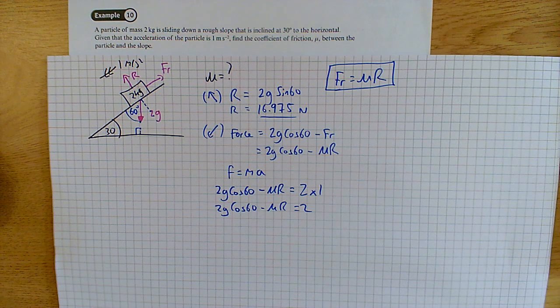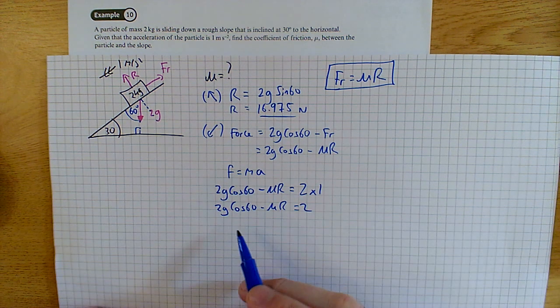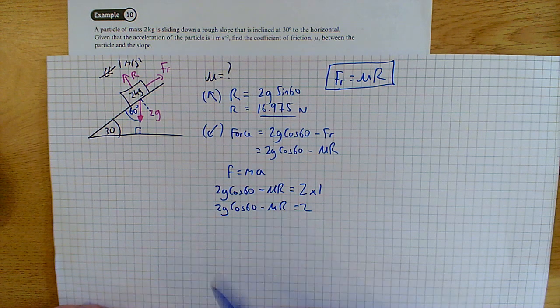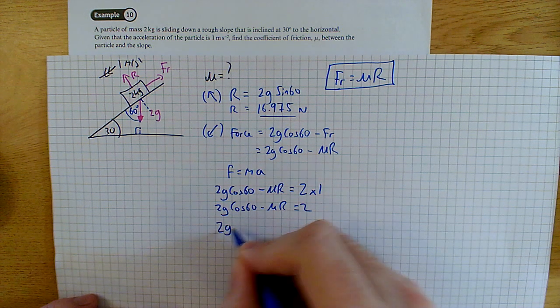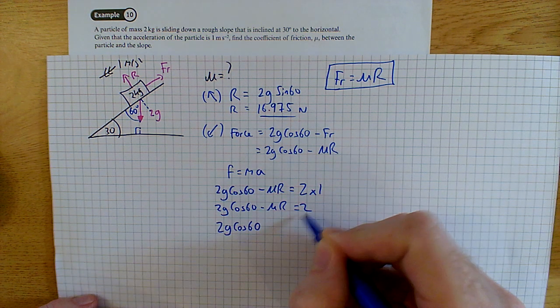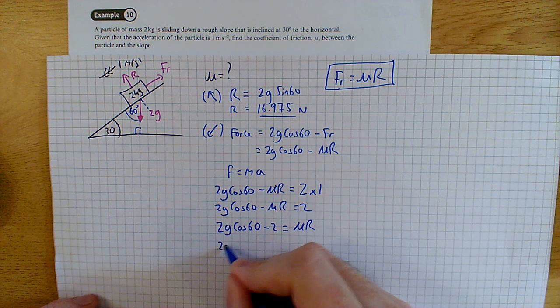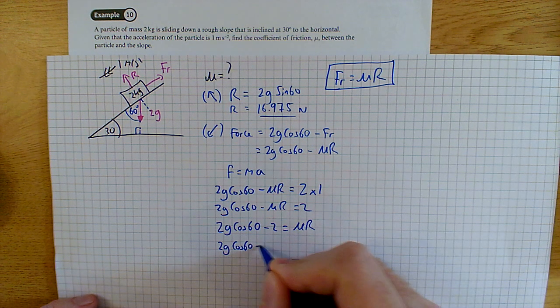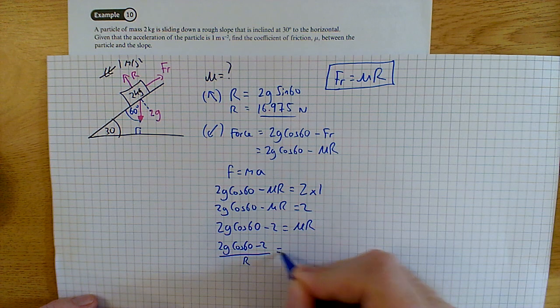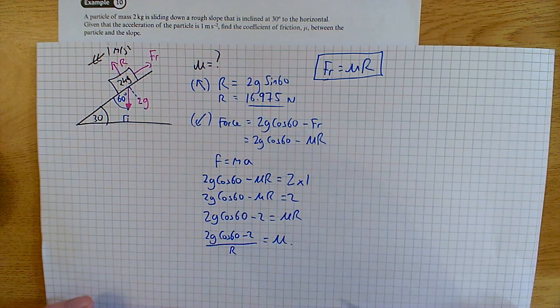Now, I want to rearrange that because I want to be able to get mu. So let's rearrange it to get mu equals. And I'm not going to work out any of these numbers, even though they are numbers. I'm just going to leave them as they are for the time being. So 2g cos 60, move the 2 over, move the mu R over, and then divide by R. I know what R is, and I'll substitute it in a moment.